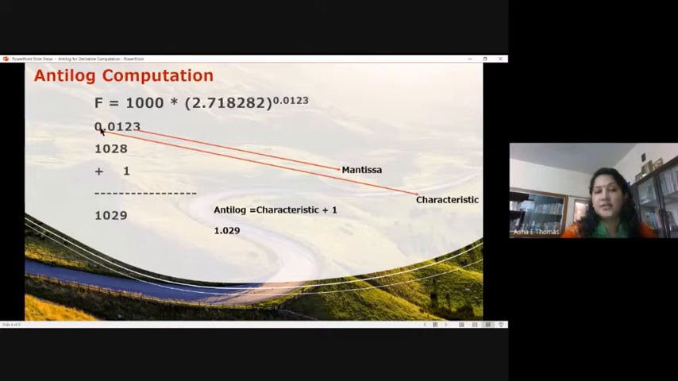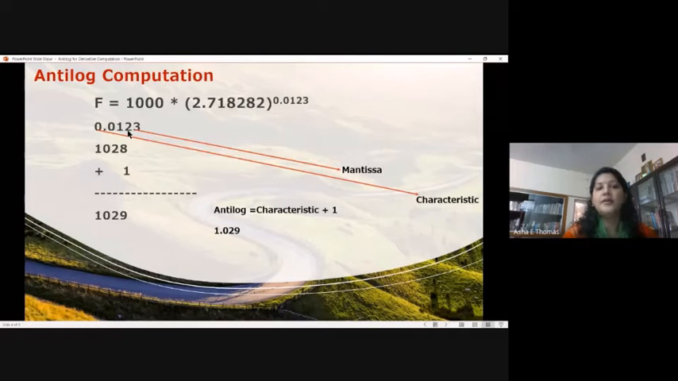So here it is 0.0123. This part is what we call the characteristic, and this part is called the mantissa. The mantissa is the actual computation, and the characteristic is only for us to decide upon the decimal point, how many decimals we have to take. That's it, which I will tell you. So this is called the characteristic, and this is called the mantissa.